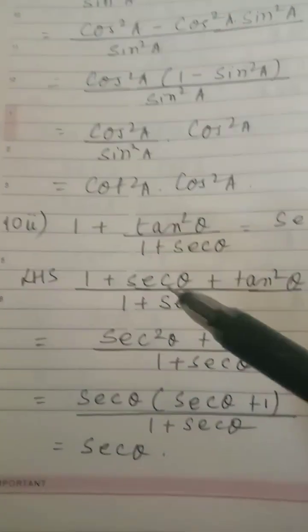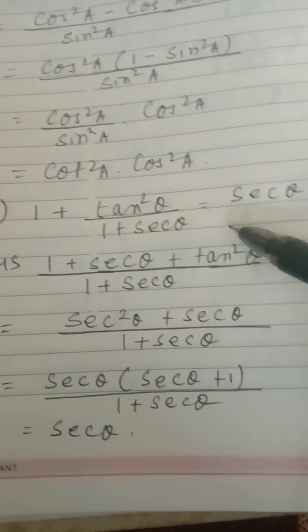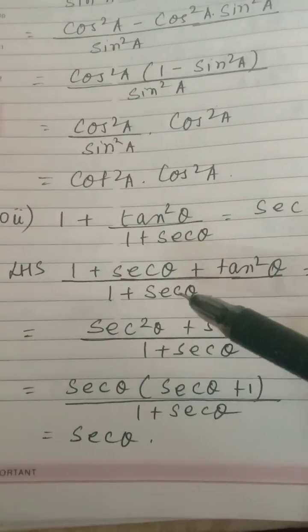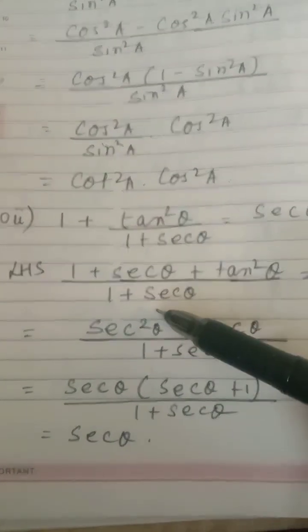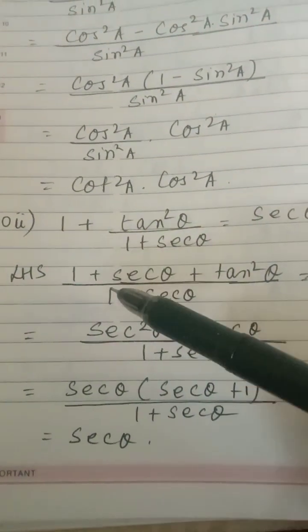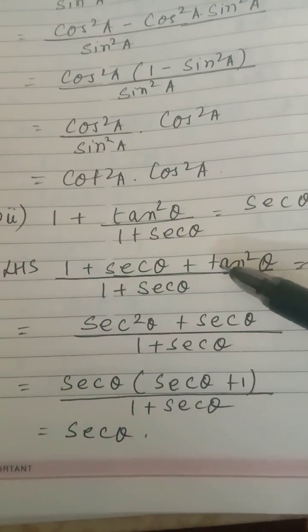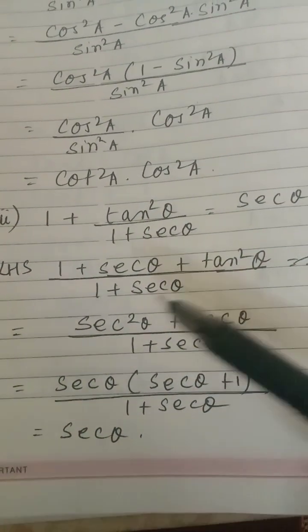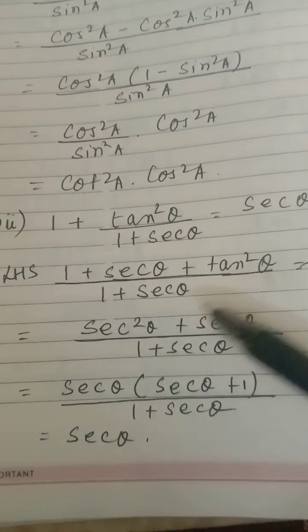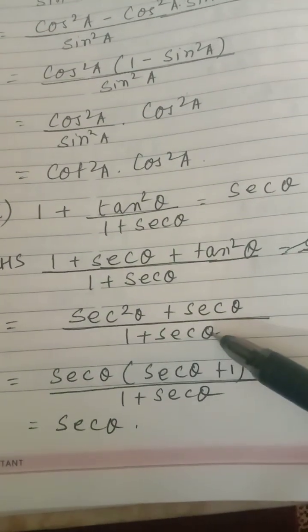Now question number 10 second, you have to prove 1 plus tan square theta by 1 plus sec theta equals sec theta. So first take the LCM. It's 1 plus sec theta. Now 1 plus sec theta into 1, so it is 1 plus sec theta, and plus tan square theta is written. Now this 1 plus tan square theta equals sec square theta. So we'll write sec square theta plus sec theta by 1 plus sec theta.